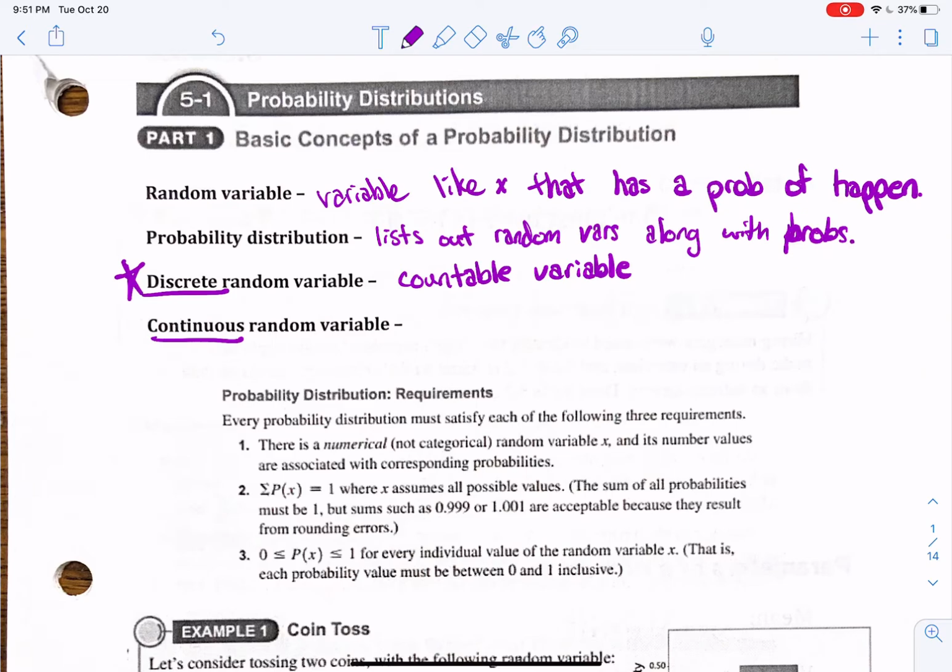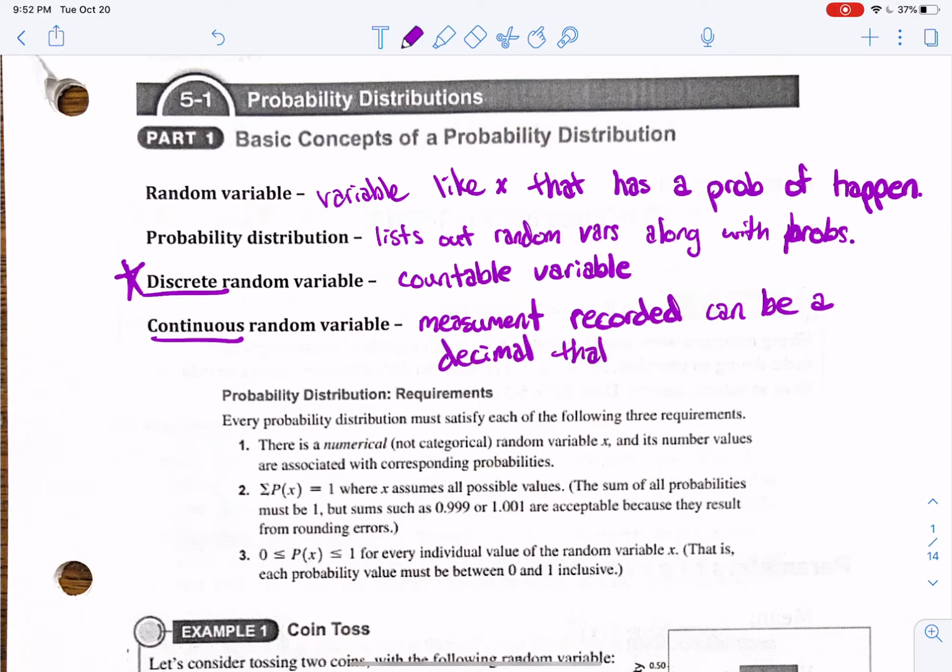I'm going to say the measurement recorded can be a decimal that continues forever.